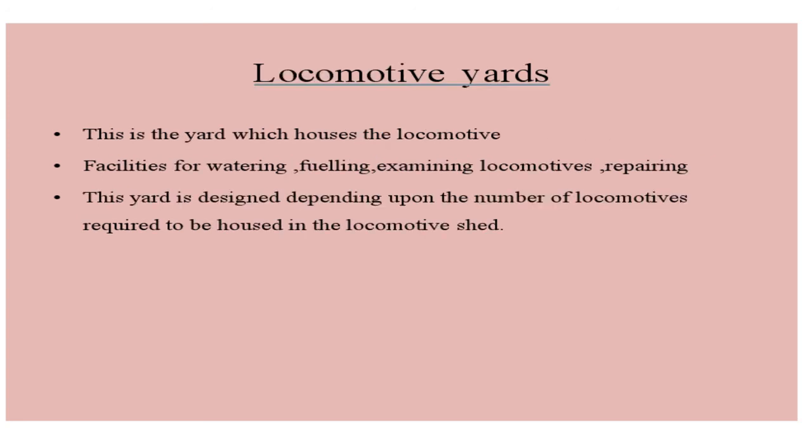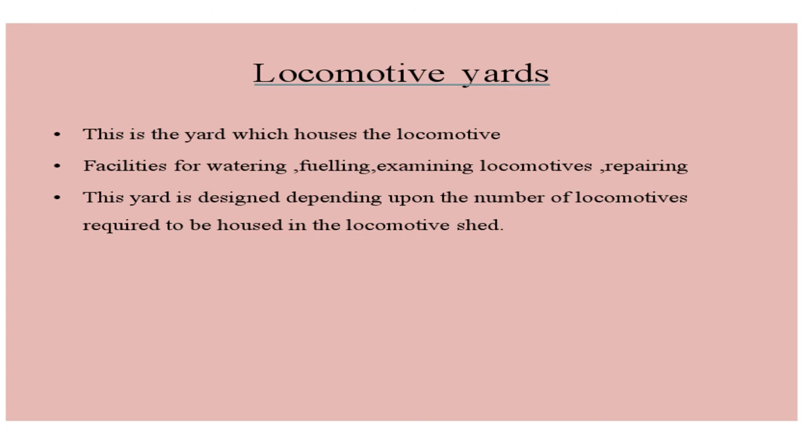Now coming to another classification of yard, it is the locomotive yard. This houses the locomotive or the engine of the rolling stock. And here facilities are provided for watering, fueling, examining the locomotives, repairing, etc. Yard means a complete area where you can see the railway tracks. Okay, so this is basically designed depending upon the number of locomotives which are required to be housed in the locomotive shed.